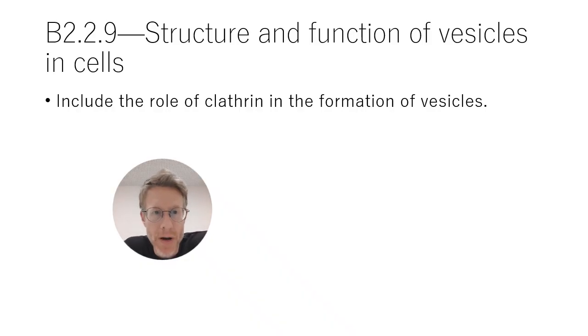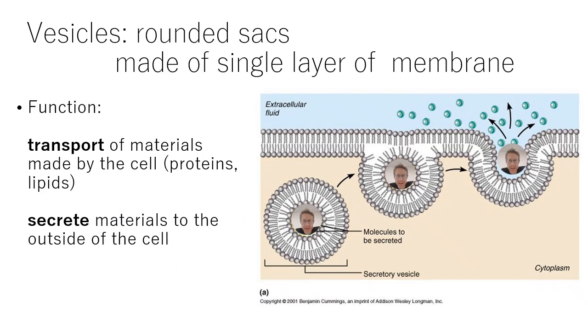Okay, I think we're nearing the end of B 2.2, looking at structure and function of vesicles. And there I am in a vesicle. And this is a vesicle that looks like it's going to fuse with the plasma membrane. Yeah, it's fusing with the plasma membrane. And then the contents of that vesicle, me in this case, is being secreted from the cell.